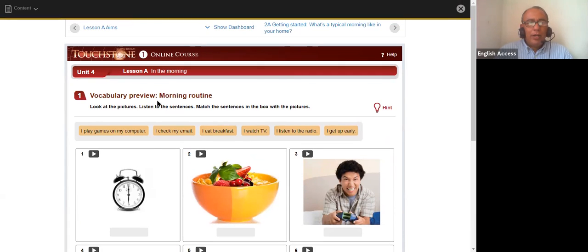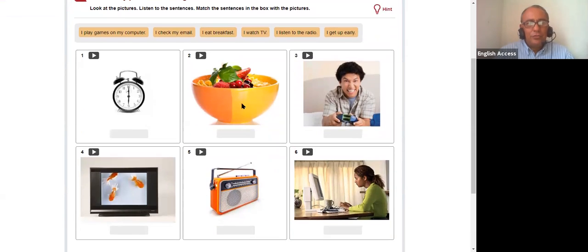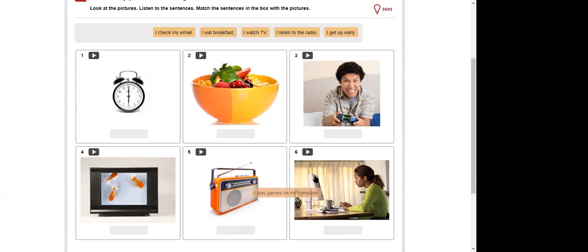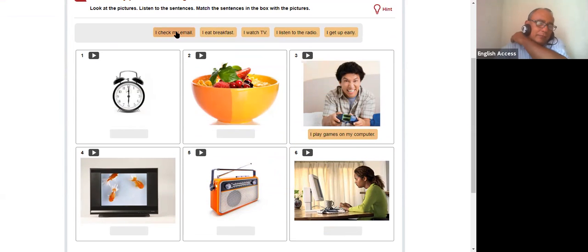Dice vocabulary preview morning routines. These are activities you do in the morning. For example, play video games. What number is play video games? ¿Qué número es play video games? 3. Number 3. What number is check email?